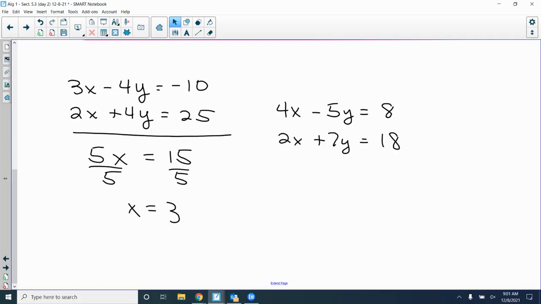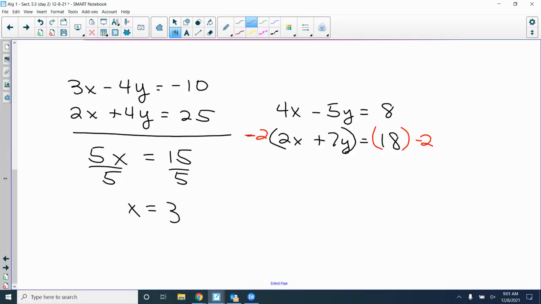Yeah, 2 times 2 is 4. Now, here's one little thing you got to watch. We always want one to be negative and one to be positive. So I'd multiply it by -2. So you're just paying attention here. So I'm going to multiply the whole thing by -2. And then this one also by -2.